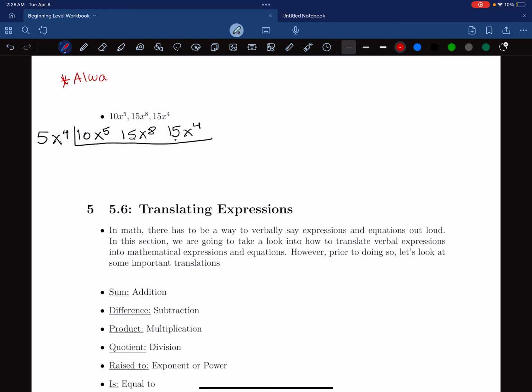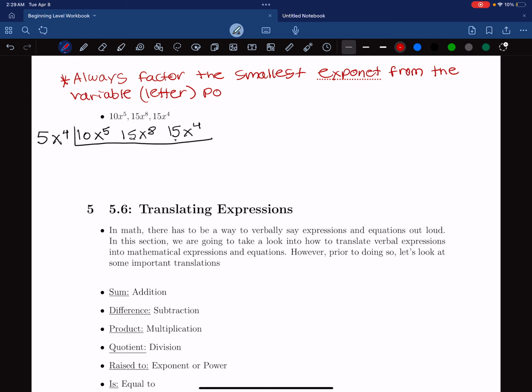You always factor the smallest exponent from the variable letter portion of the latter.